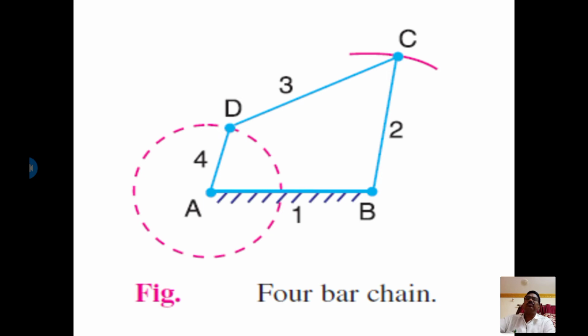Now this is the 4-bar chain you are observing in this figure. AD is the shortest link, BC is the longest link. The sum of AD and BC, the shortest and longest link lengths, should not be greater than the sum of the remaining two links, AB and CD. This is the way we can say the 4-bar mechanism satisfies Grashof's law.